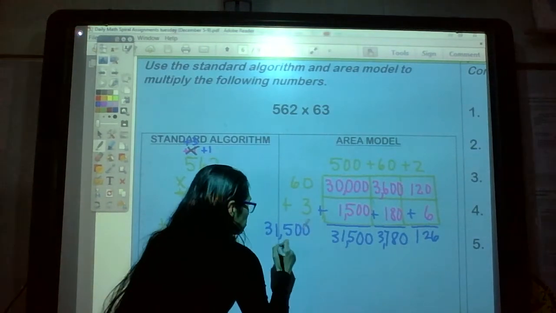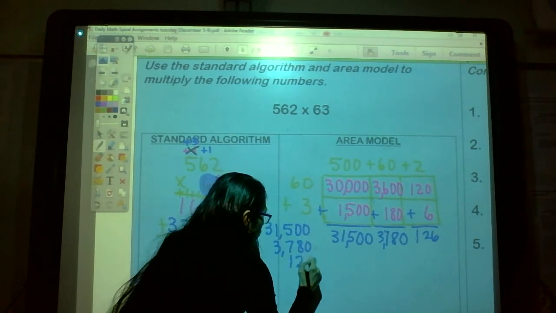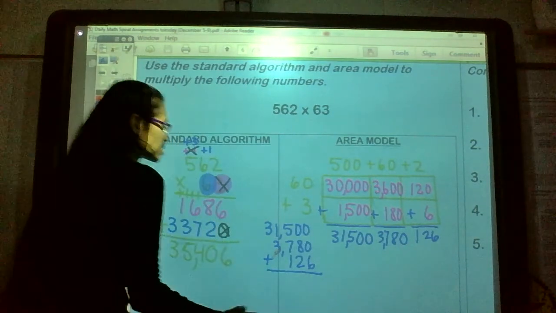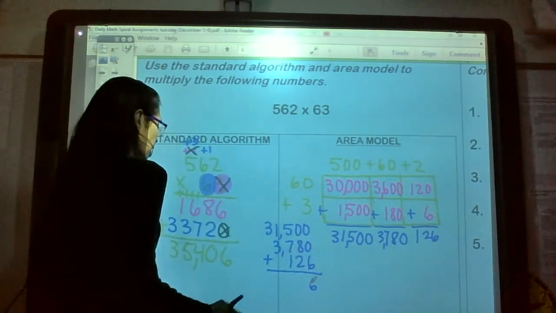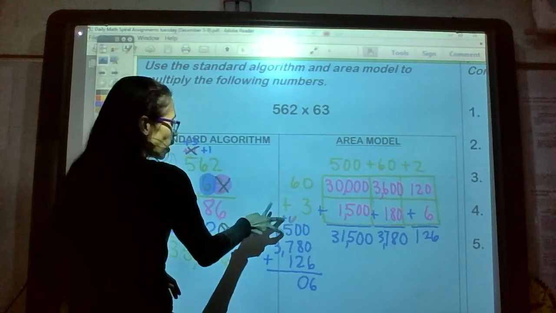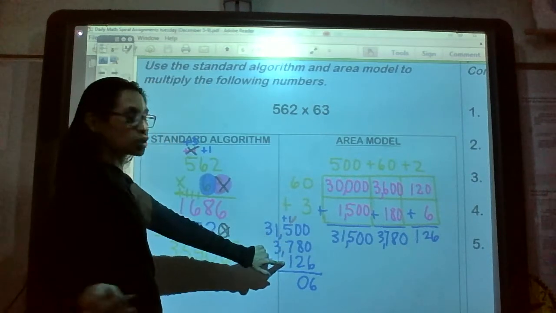31,500 plus 3,780 plus 126. 0 plus 0 plus 6 is 6. 0 plus 8 plus 2 is 10. Write the 0 plus 1. 1 and 5 makes 6. Plus 7 is 13. Plus 1 is 14.